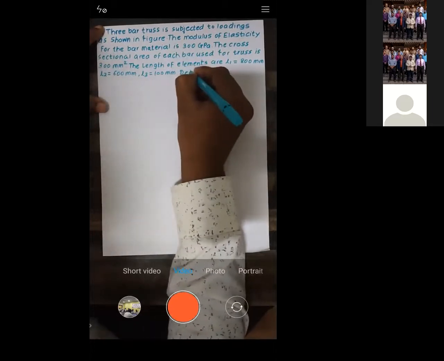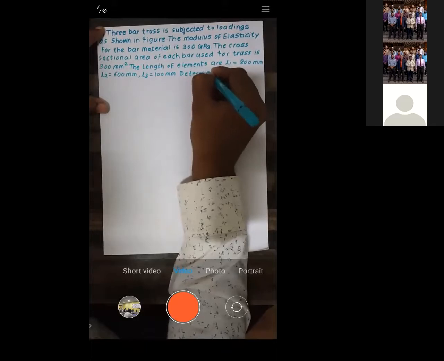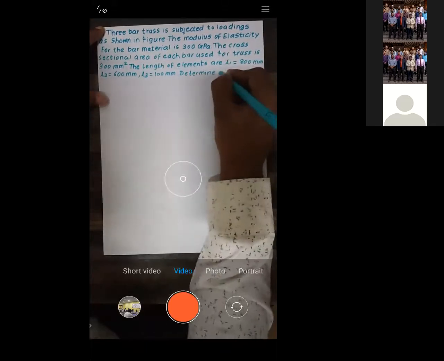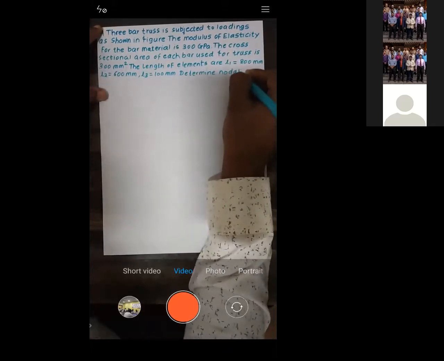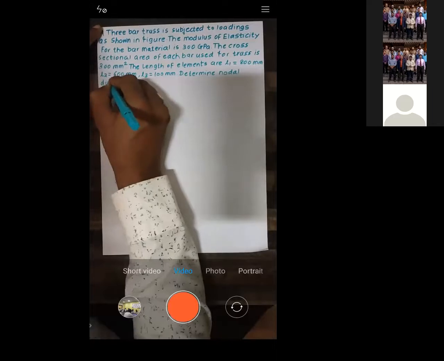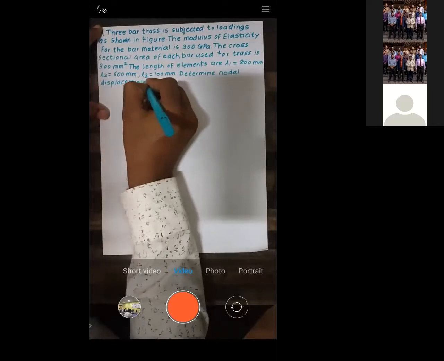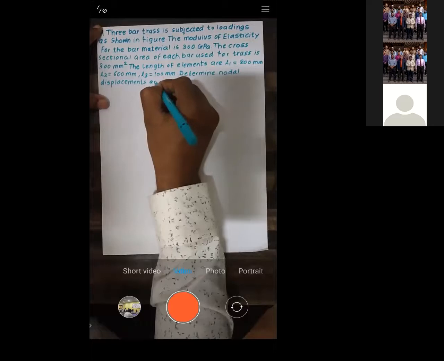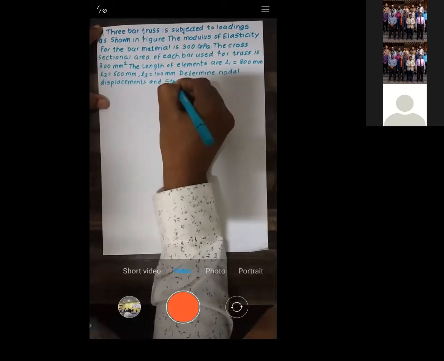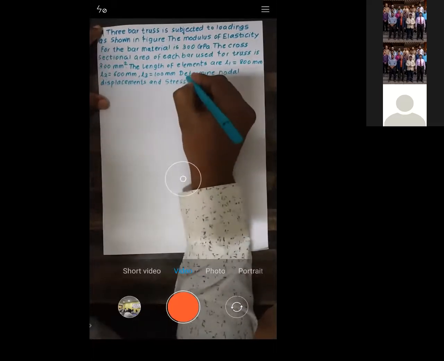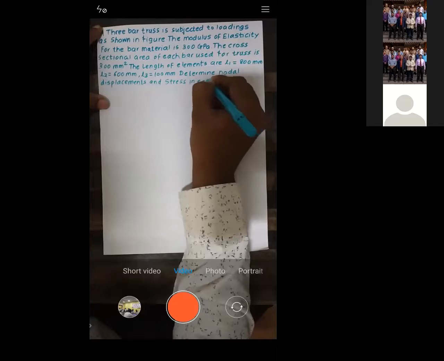Determine nodal displacements and stress in each element.